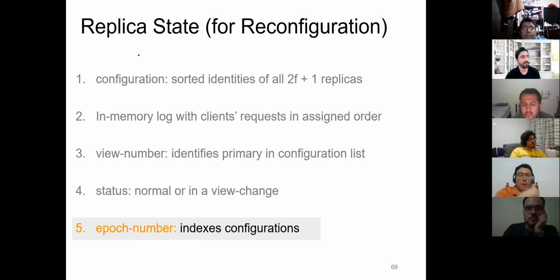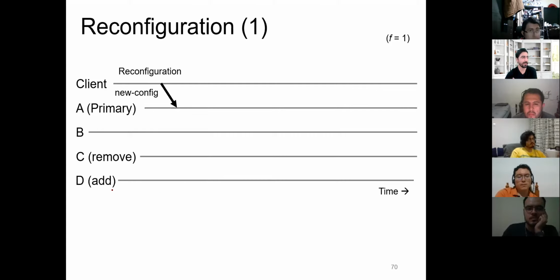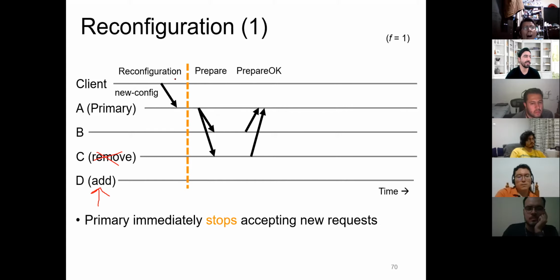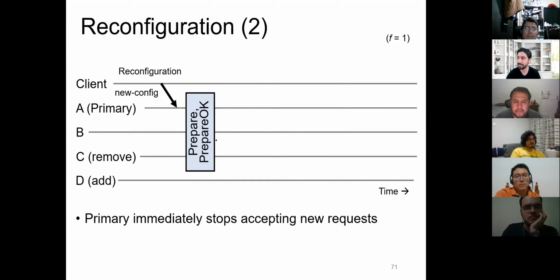Replicated state for reconfiguration is exactly the same process that we discussed before, but with this new approach, let's say using an epoch number, which indexes the configuration that we are currently in. So imagine this situation: we have a client, a primary, and other replicas. You want to remove C and add a new replica. The reconfiguration command comes from the client. The primary immediately stops accepting requests, even from other clients communicating with it. The client contacts the primary, gets its prepare. So the primary is now in the latest stage.